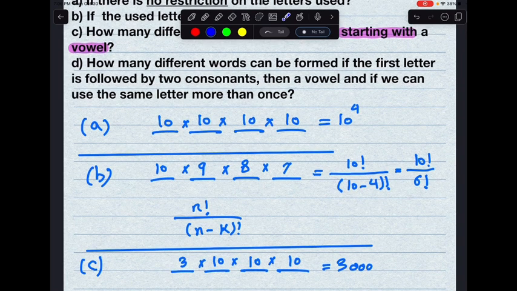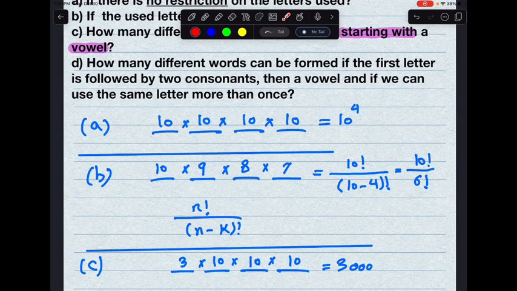Now part D of this counting problem. It says, how many different words can be formed if the first letter is followed by 2 consonants, then a vowel. It doesn't say anything about the first letter, but the first letter is followed by 2 consonants, then a vowel.